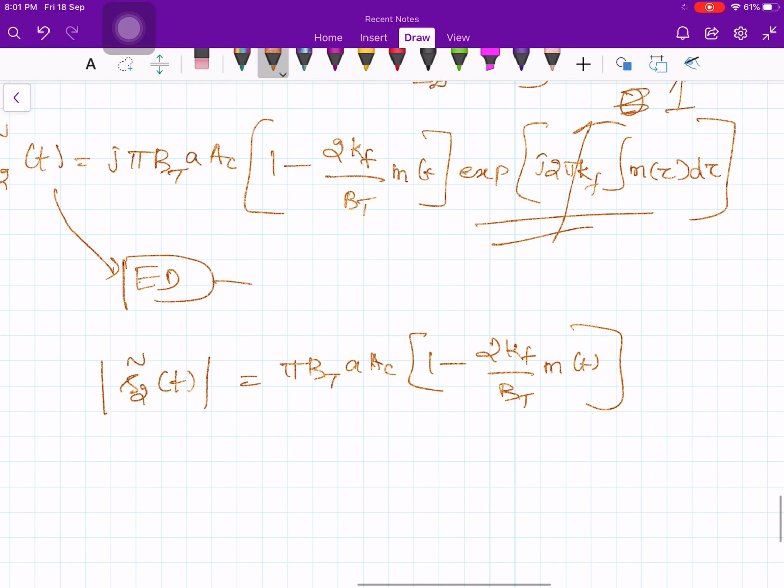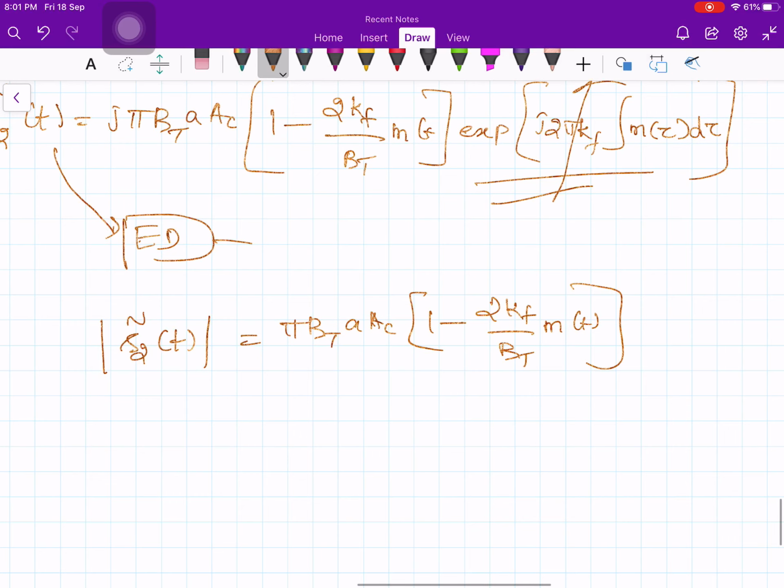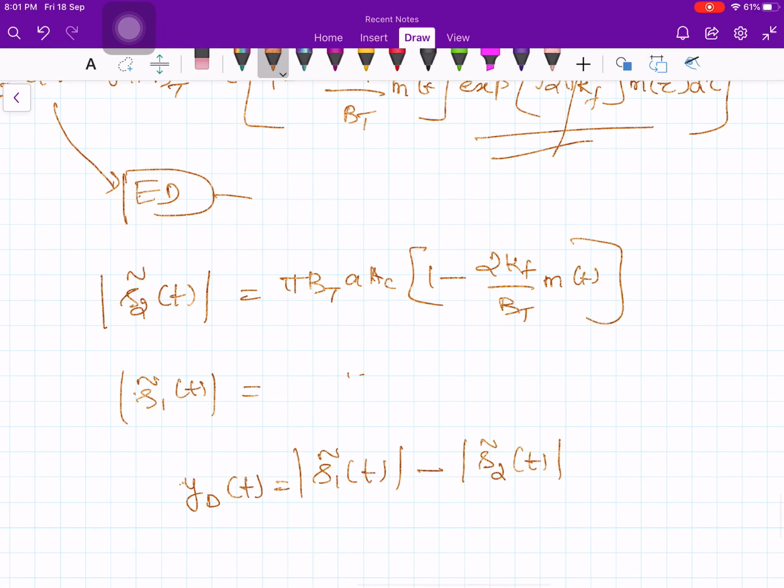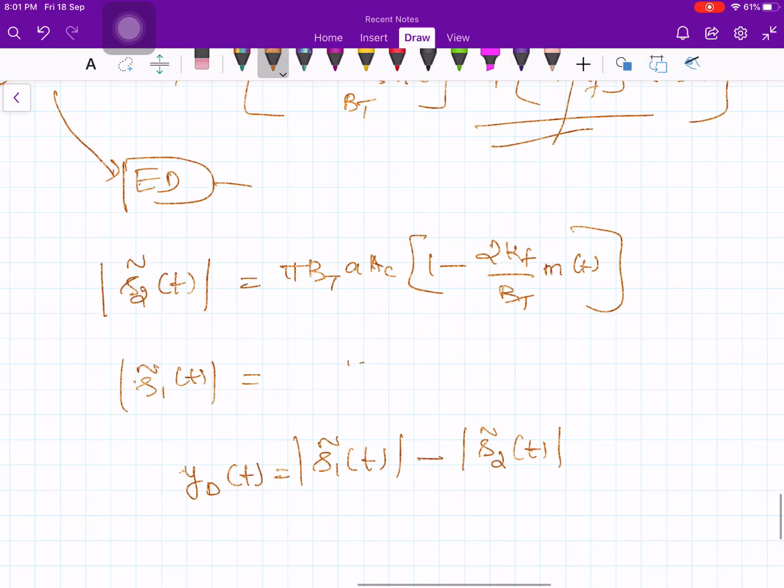Now what do I need to do to balance out the DC term? Right, all I have to do is subtract the two outputs. So I have s1 tilde of t magnitude, and that one we know, and then my final output yd of t is equal to s1 tilde of t magnitude minus s2 tilde of t, right? So that's it.